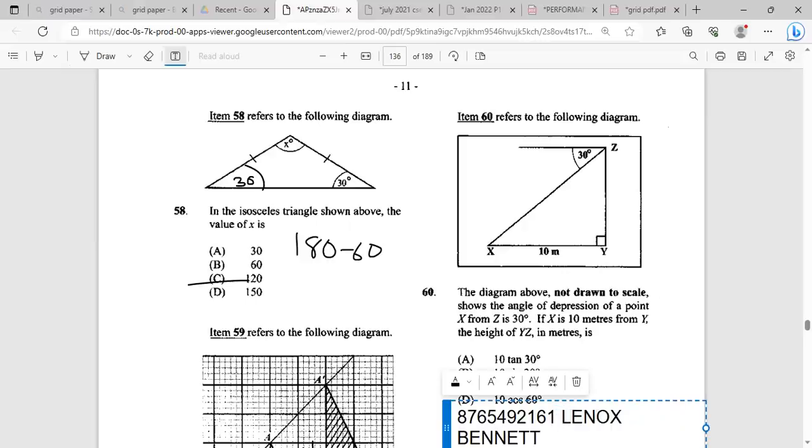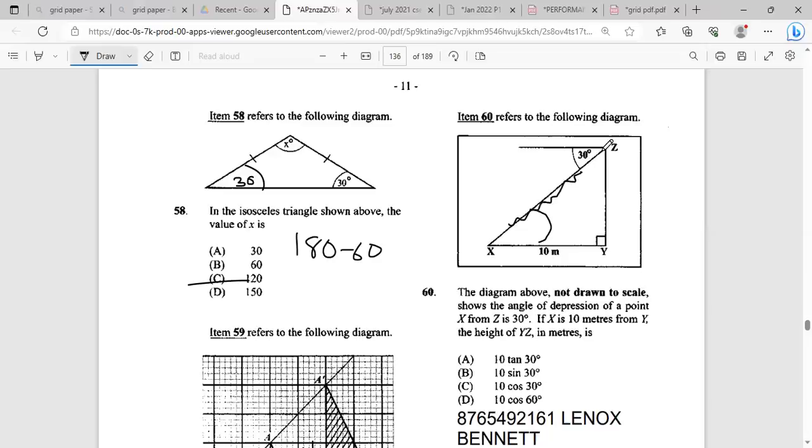I could do the last one now, guys. The diagram above, not drawn to scale, shows the angle of depression of point x from z is 30. If x is 10 meters from y, the height of yz is. So we know that for every angle of depression, there's an angle of elevation. This is what we call the line of sight.